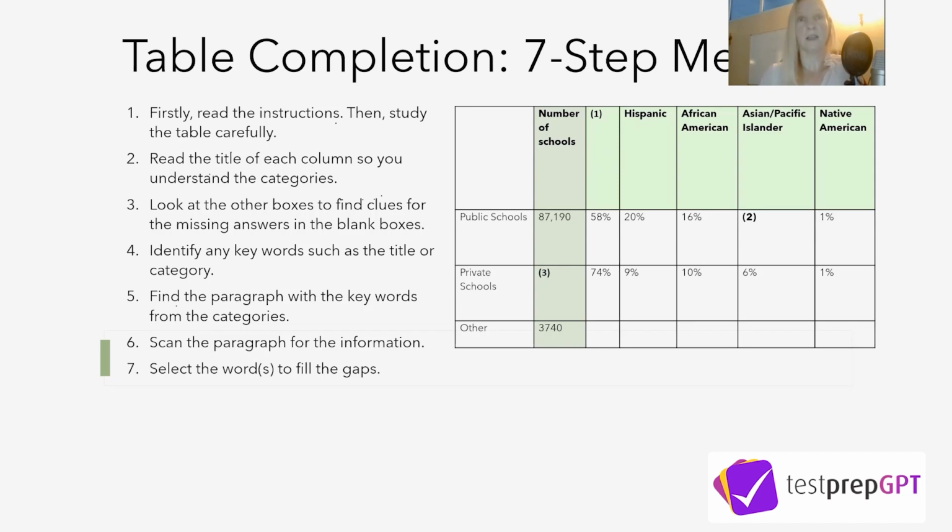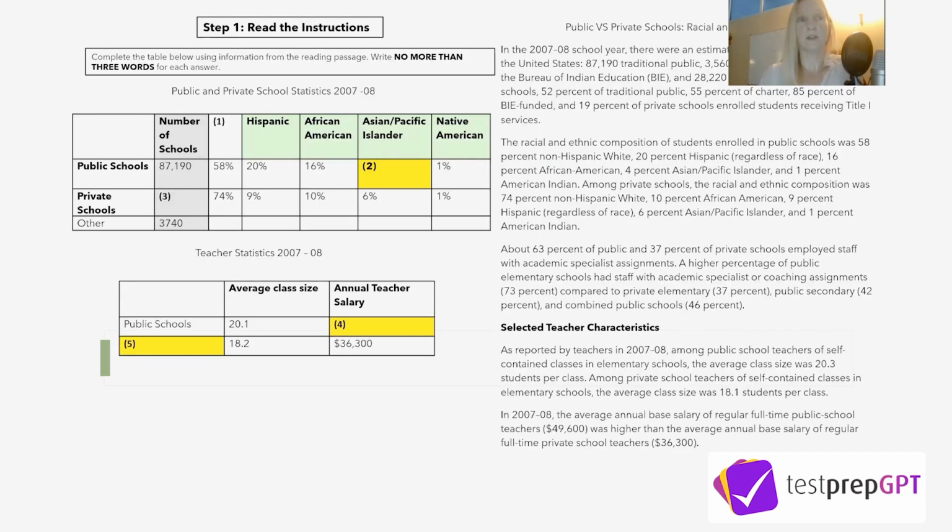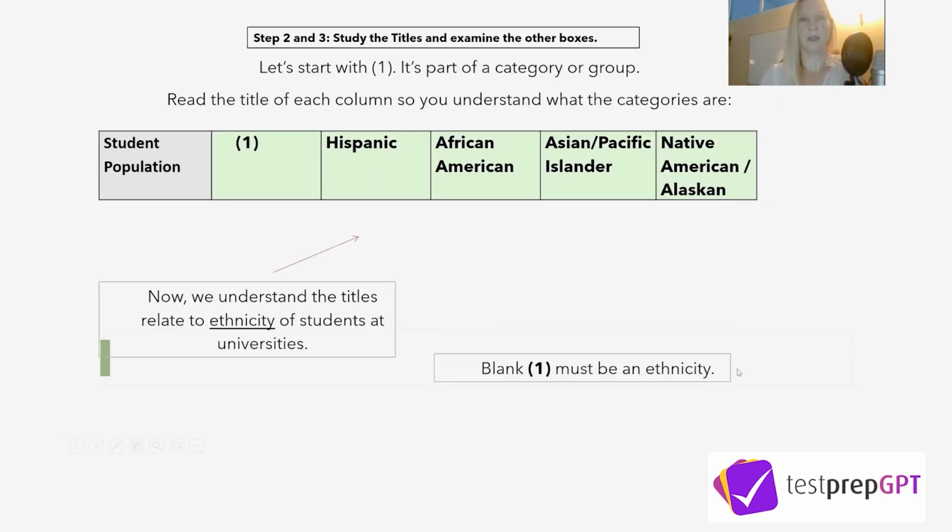Let's apply it to the actual question. Let's start by highlighting the boxes that are missing. Number 1, number 2, where's number 3? Number 3 is not there. We'll see that in the next slide, number 4 and number 5. Okay, so let's start with number 1. We have highlighted, so we know now what the boxes are.